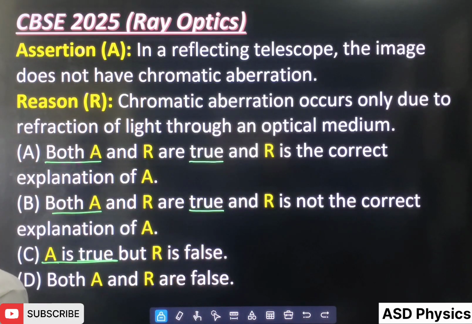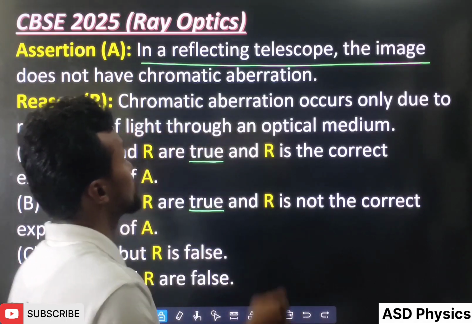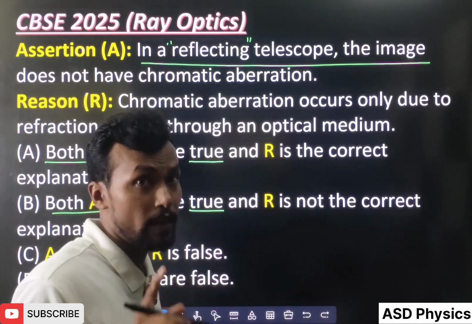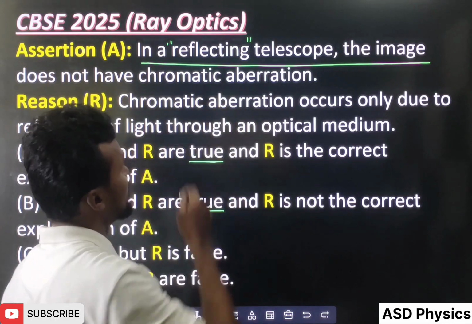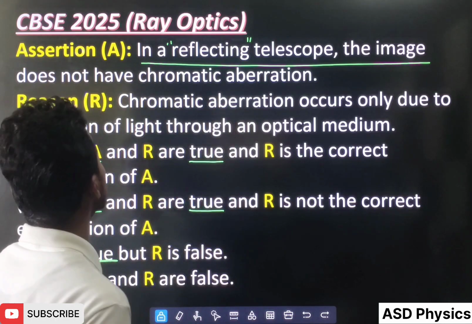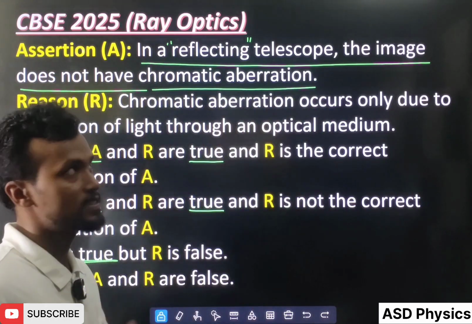So see here, what is the assertion? In a reflecting telescope, see the term reflecting: reflection in mirrors, refraction in lenses. So in a reflecting telescope, we will use mirrors. In a reflecting telescope, the image does not have chromatic aberration. This is the assertion.